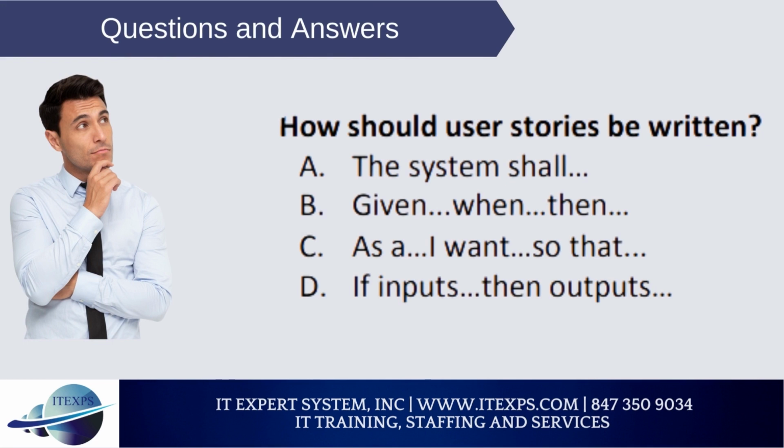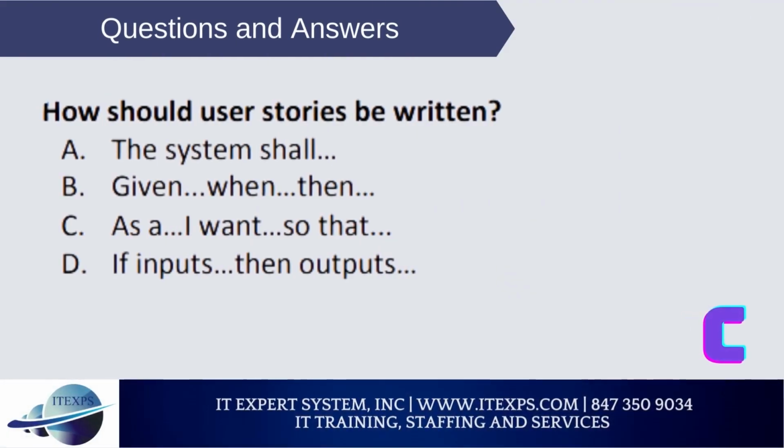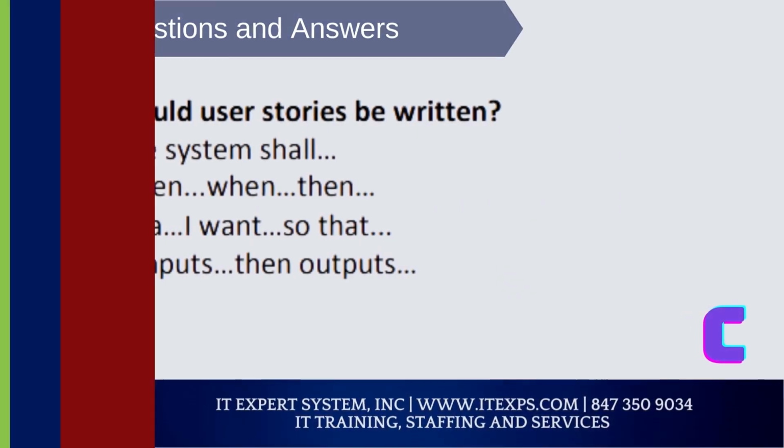How should user stories be written? A. The system shall be. B. Given, when, then. C. As a, I want, so that. D. If inputs, then outputs. Answer. C.